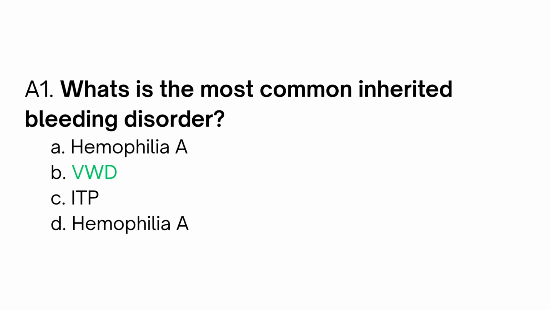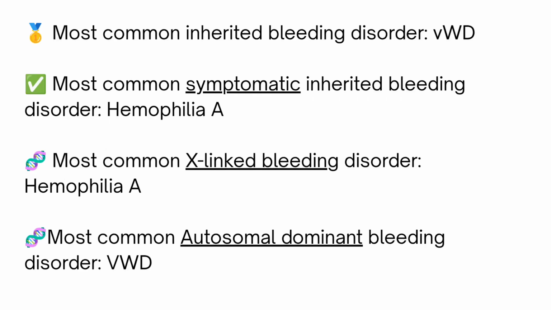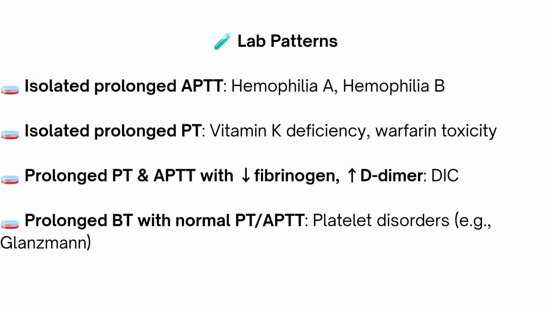This question may confuse you a little, so look at these facts. Overall, the most common bleeding disorder is von Willebrand disease, which is mostly autosomal dominant. But when there is a word called symptomatic, the answer is Hemophilia A, which is an X-linked disease. The most common bleeding disorder is von Willebrand disease, but it mostly remains undiagnosed lifelong. Please remember this interpretation as shown, very important for your exam.